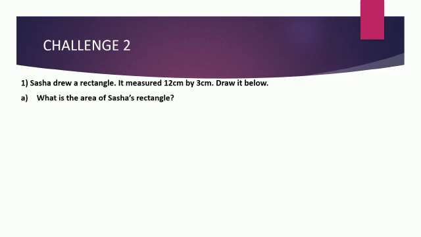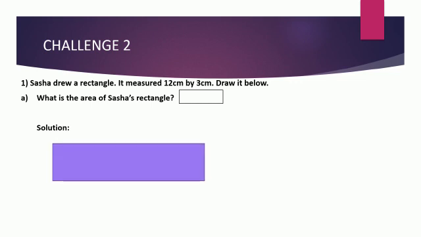Challenge 2 is: Sasha drew a rectangle. It measured 12 cm by 3 cm. Draw it below. We have the length and width of the rectangle, so we will draw it, and also find the area and the perimeter of the rectangle. Part A: What is the area of Sasha's rectangle? And part B: What is the perimeter of Sasha's rectangle?